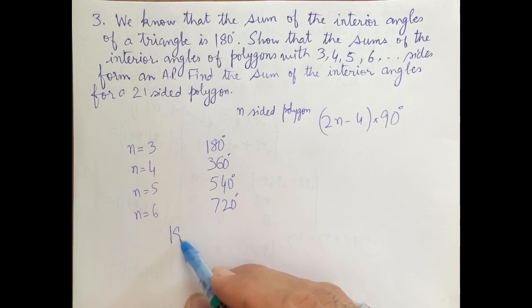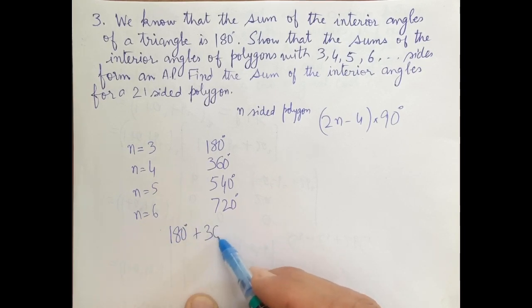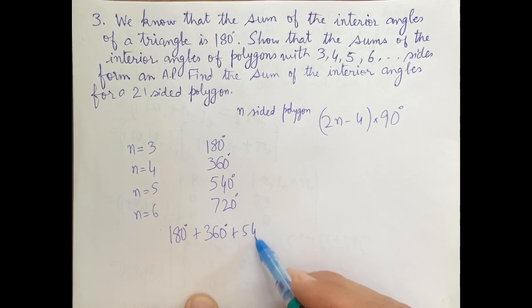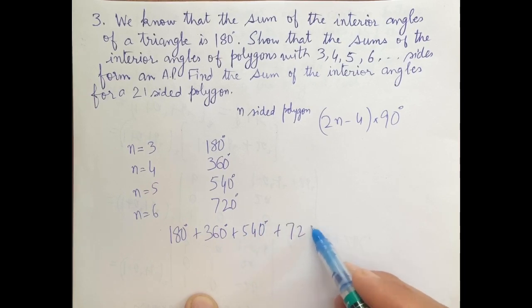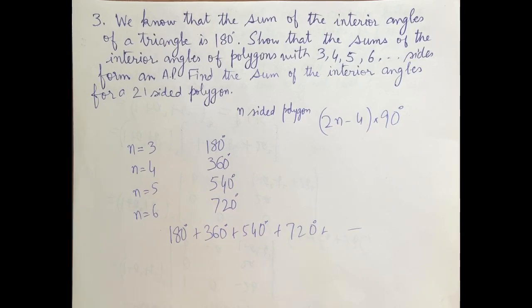So the first part was we are to show that this is an AP. So we can see this is an AP. These are the sums of interior angles of polygons with 3, 4, 5, 6 sides and so on. So this is an AP with first term 180 degrees. Common difference is also 180 degrees.